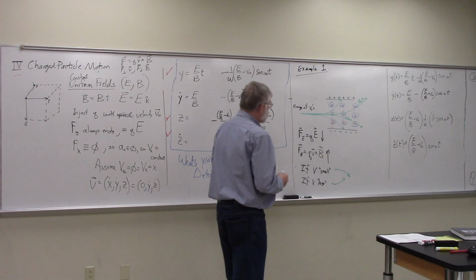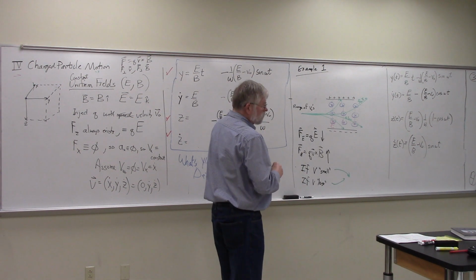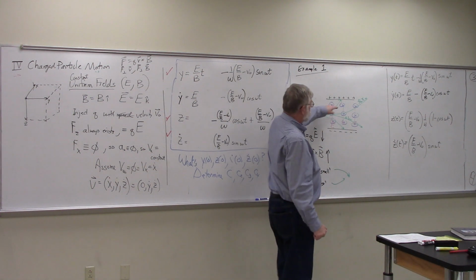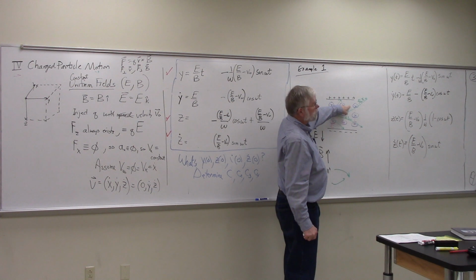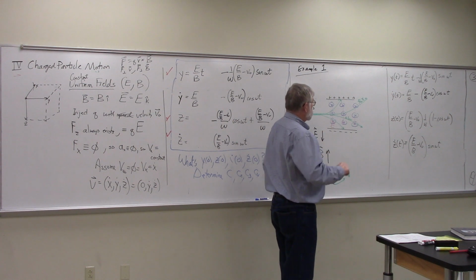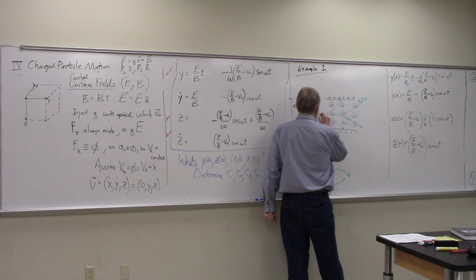Well, what if we, like Goldilocks and the Three Bears, choose just right? This is Papa Bear. My particles are going too fast and they curve up. This is Mama Bear. My particles are coming down because they're going too slow. What would Baby Bear do? What if I go just right?